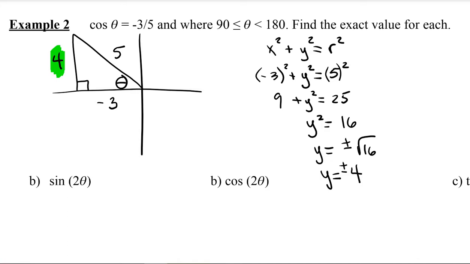Now, when you get y is plus or minus 4, you have to take a look at where the triangle is drawn. In this case, it's up in quadrant number 2, where theta is between 90 and 180. So that means the 4 would be positive.